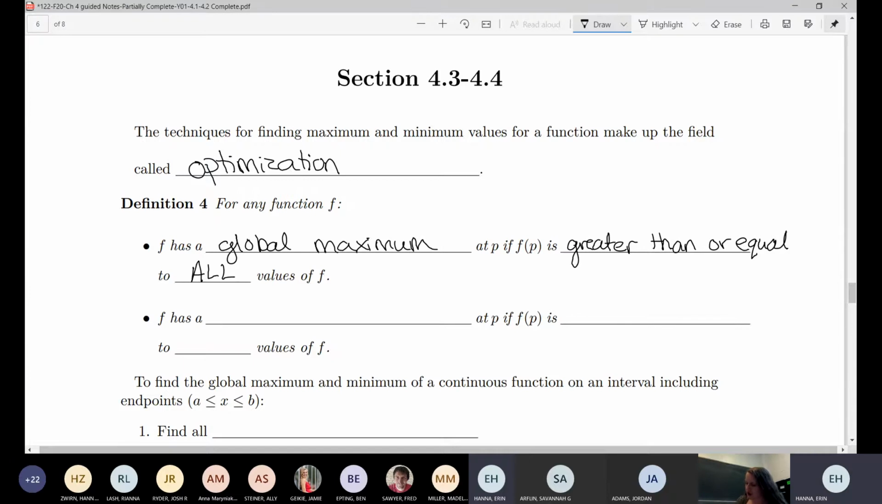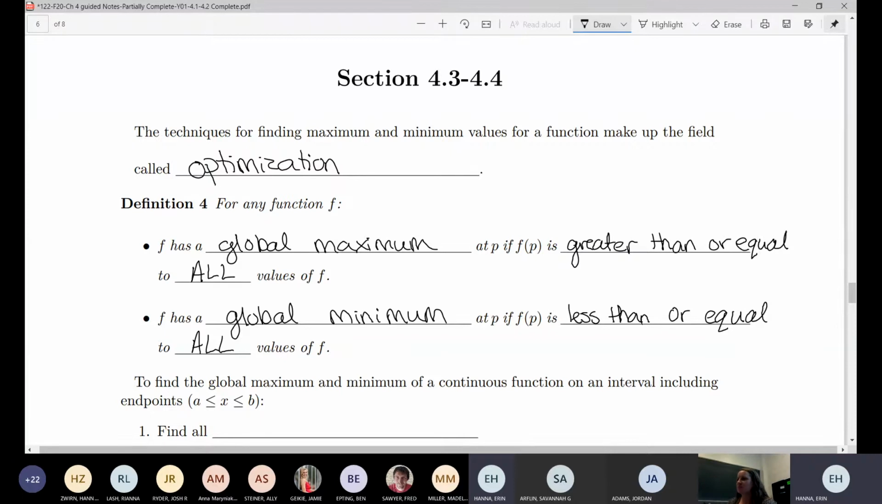And then f has a global minimum at p if f of p is less than or equal to all values of f. I'm still hearing myself. Okay, let's turn that down. There we go. Okay.